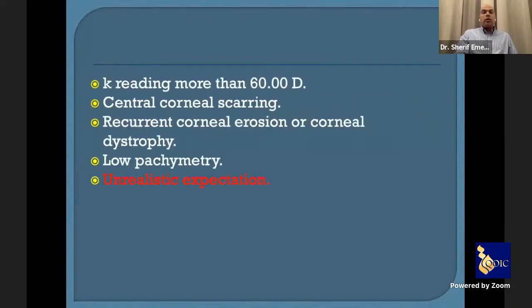The contraindication is a K reading of more than 60 diopters. A central corneal scar is not fit for intracorneal ring segments. Recurrent corneal erosion affects the healing of the cornea. With low pachymetry, the percentage of collagen fiber is decreased, so the effect of the intracorneal ring segment is less. The most important thing is unrealistic expectation. If the patient thinks that he can see 6/6 after the ring insertion, don't do this for him.